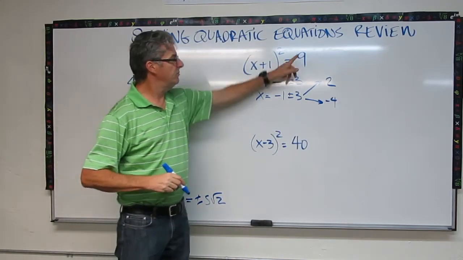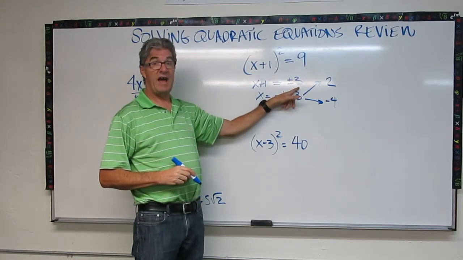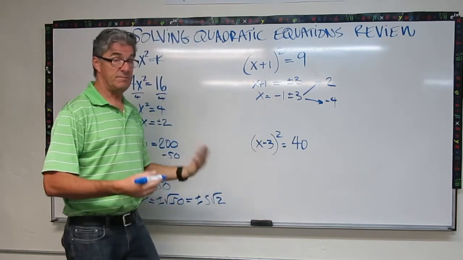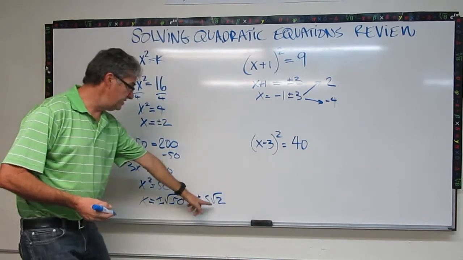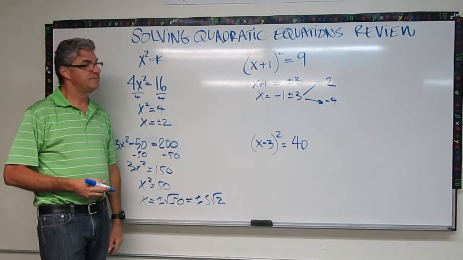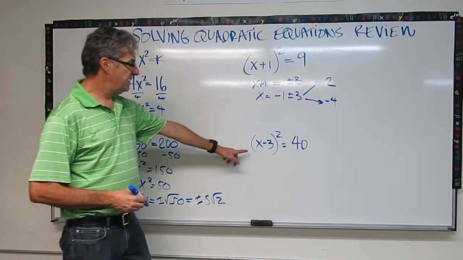So remember, when your root resolves to an integer without the root, you need to finish off by finding out what two numbers make our solution. Whereas with this one, we just had a radical in there, so we're okay leaving it as just plus minus. Okay, let's do this last one.